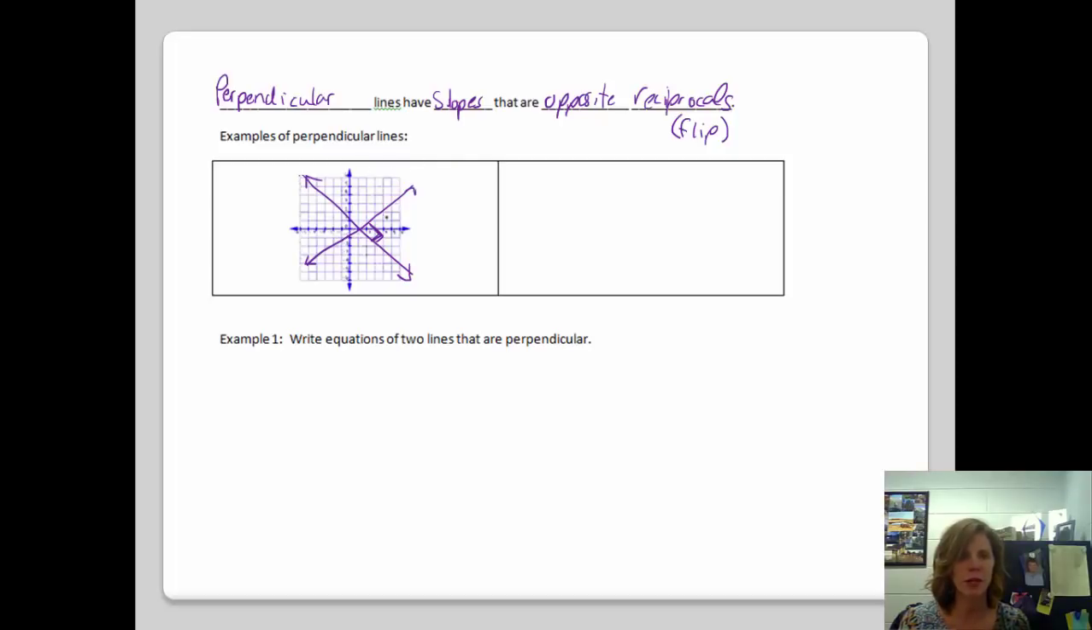So if the slope of this line right here is, let's say, 2/3, then the slope of this line, notice it's going in the opposite direction, is going to be -3/2. Notice I made it the opposite and I made it the reciprocal, or the flip. So if I have y equals 1/5 x plus 2 and y equals -5x plus 3, these two lines are perpendicular because their slopes are opposite of each other, and if I flipped 1/5, it would become 5/1 or just 5. So those two lines would be perpendicular.